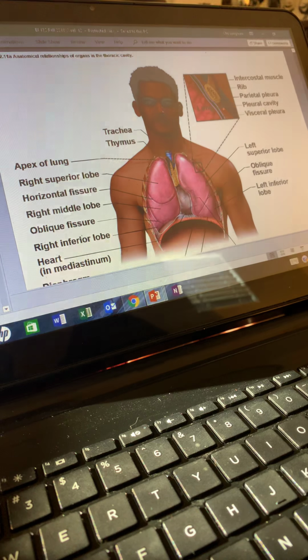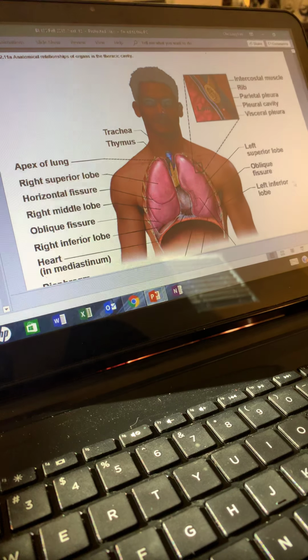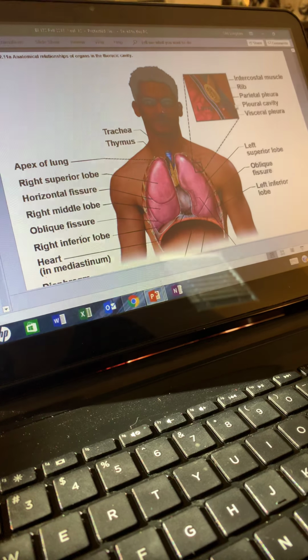We talked about this picture already. I like this one. This is important. You have the intercostal muscles, the rib, the parietal pleura, the pleural cavity, and the visceral pleura.